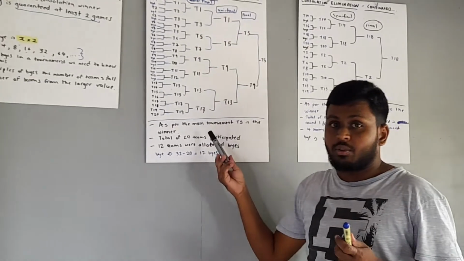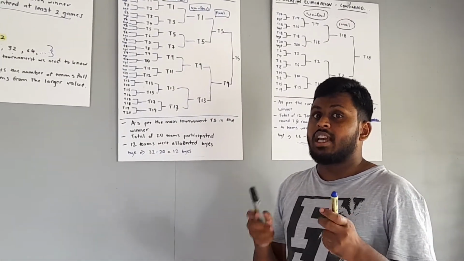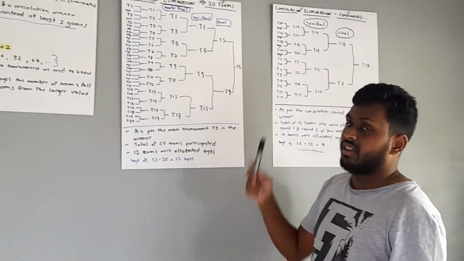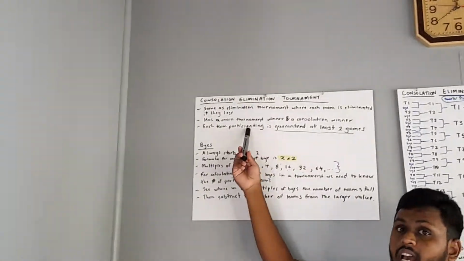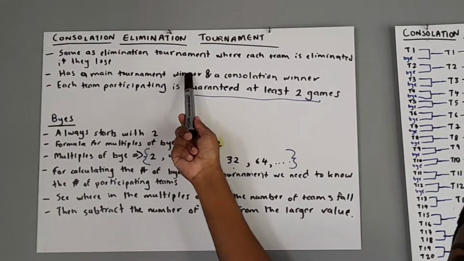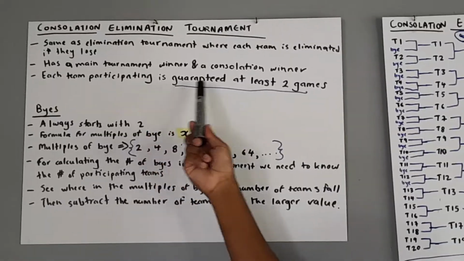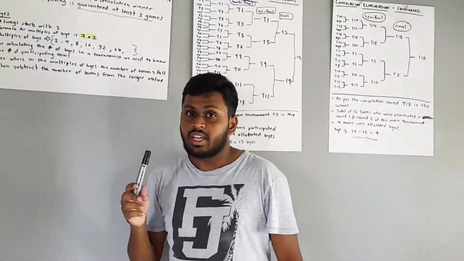So, a total of 20 teams in a consolation elimination tournament, we had 12 byes, and our main tournament winner is team 5. Now since it is an elimination tournament, as I said, the properties of an elimination tournament are that there is one main winner and a consolation winner, and each team is guaranteed at least 2 games. Now we will be getting to the consolation winner.